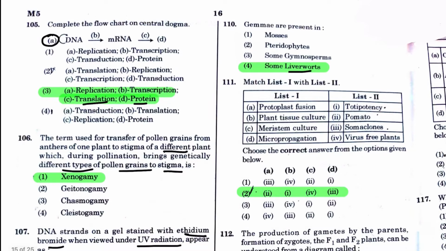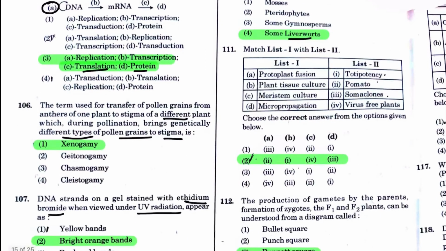Okay, 111, you must match list 1 with list 2 and answer the correct option. So protoplasmic fusion, we know the protoplasts of the potato and tomato together will give pomato, right? So with this only you can give the answer as option 2, but you'll see the other options too. Tissue culture, right? So plant tissue culture means totipotency. Totipotency is that even if you have a single plant cell, from that single plant cell you can get the entire plant, right? So for B it is 2.